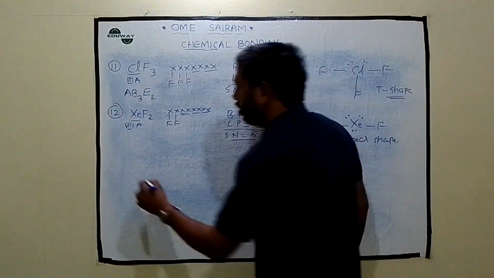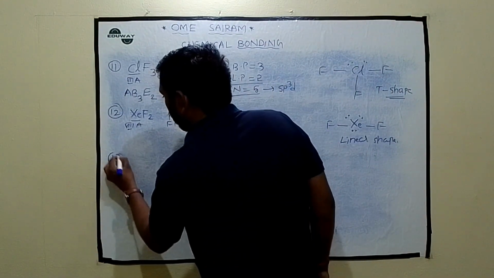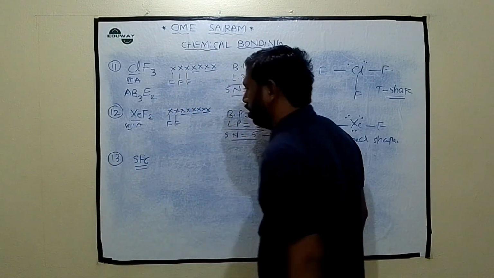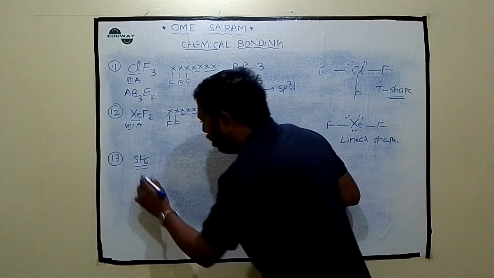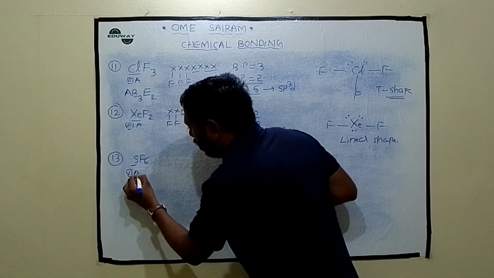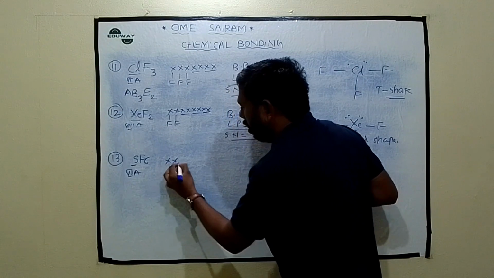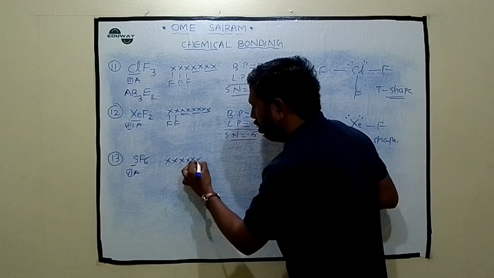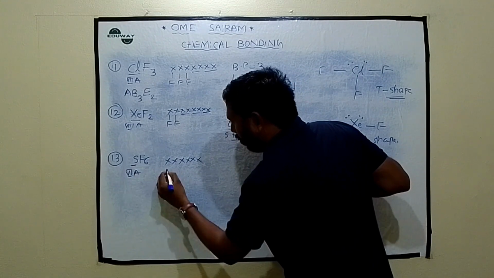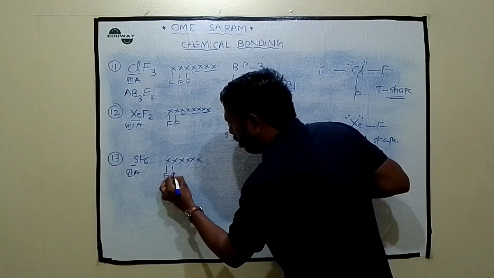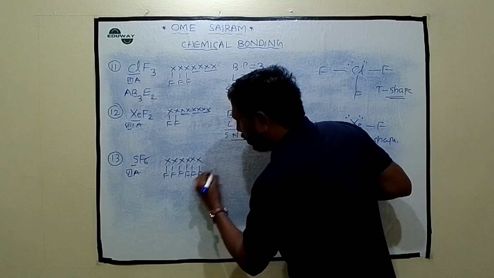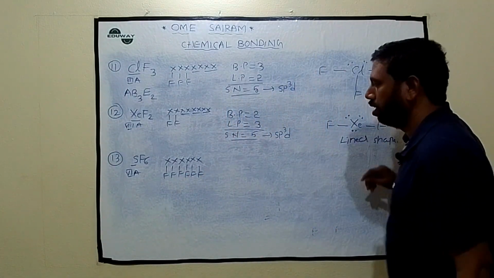Next, SF6 molecule. The central atom is sulfur. It belongs to 6th A group element. It contains 6 valence electrons, and sulfur is forming 6 bonds with 6 fluorine atoms.